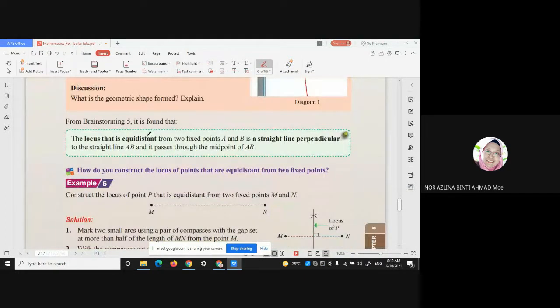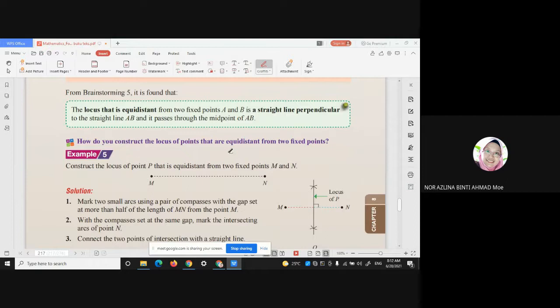The locus that is equidistant from two fixed points A and B is a straight line perpendicular to the straight line AB, and it passes through the midpoint of AB.